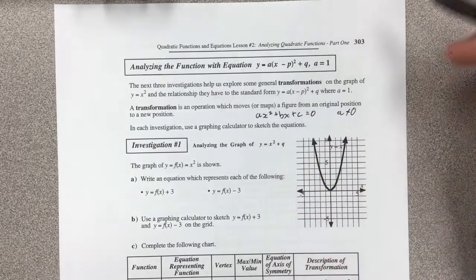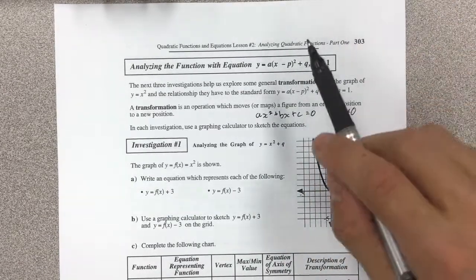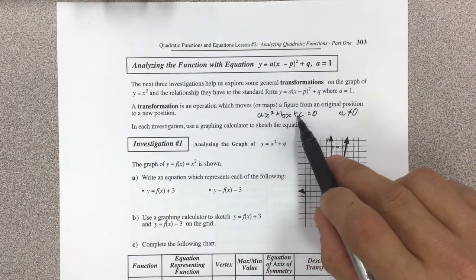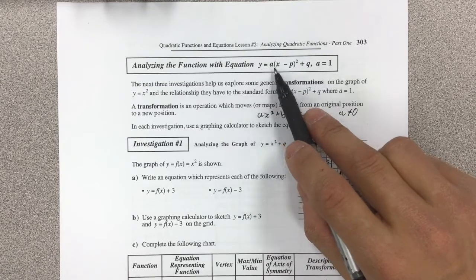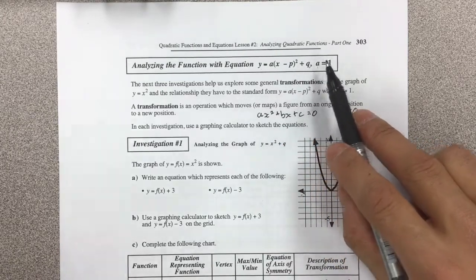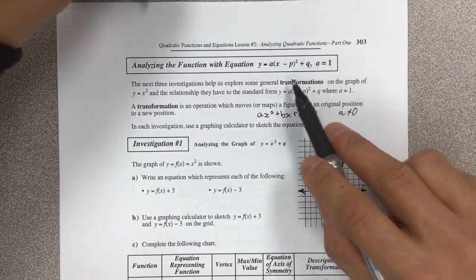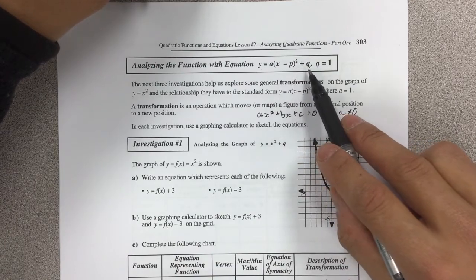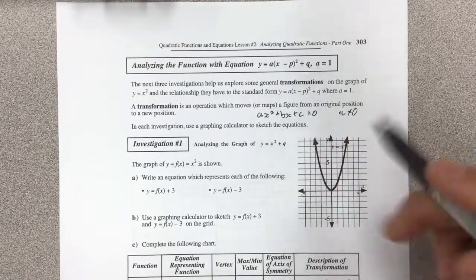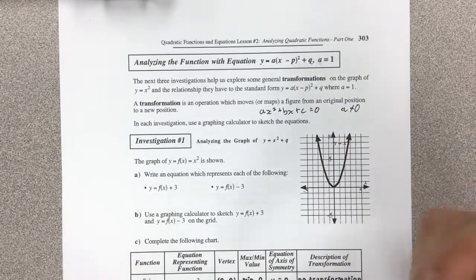Now what we're going to be looking at in this lesson is transforming our equation ax squared plus bx plus c into y equals a times x minus p squared plus q, where a is not equal to 0. And we're going to be looking later on at what the p and the q parameters are on our graph as well. But today we're going to be looking at how these parameters actually transform our graphs.